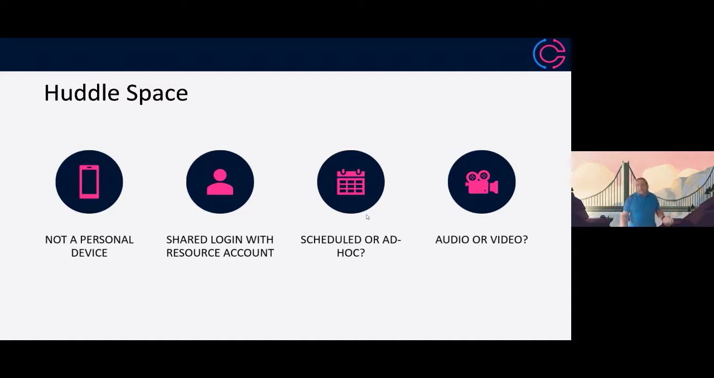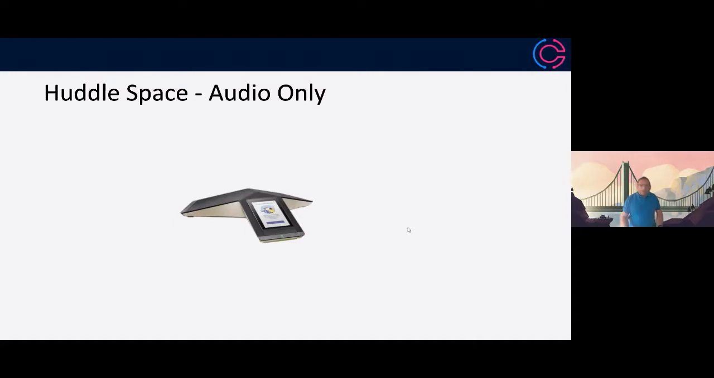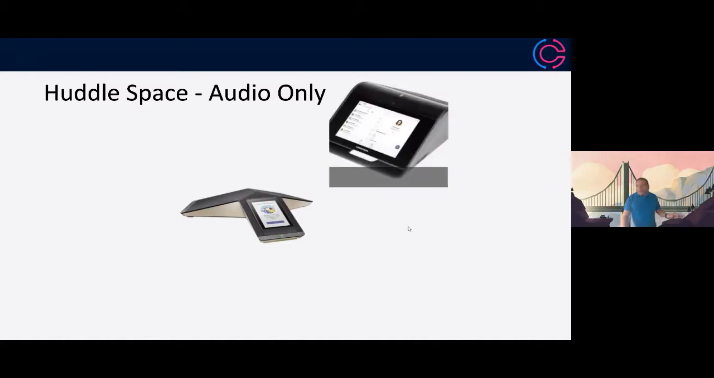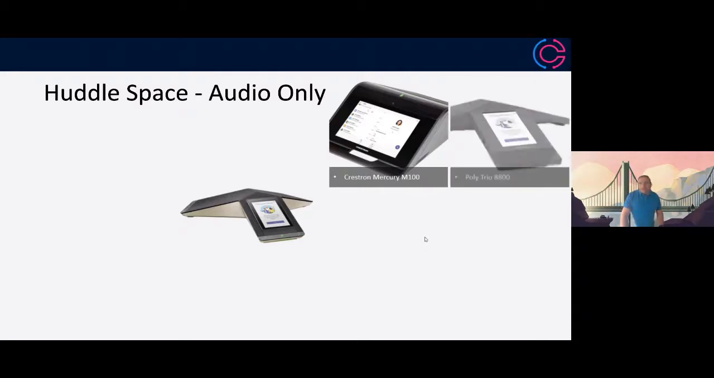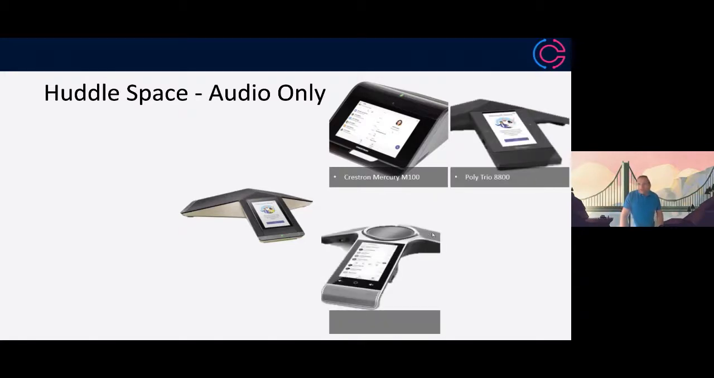And how do we fill this? Again, there's lots of options out there. So Poly have their new Trio C60, again audio only, that can fulfill this space. Crestron have their audio only Mercury, and you've also got the Poly Trio, the existing devices that you may be using today in Skype mode.